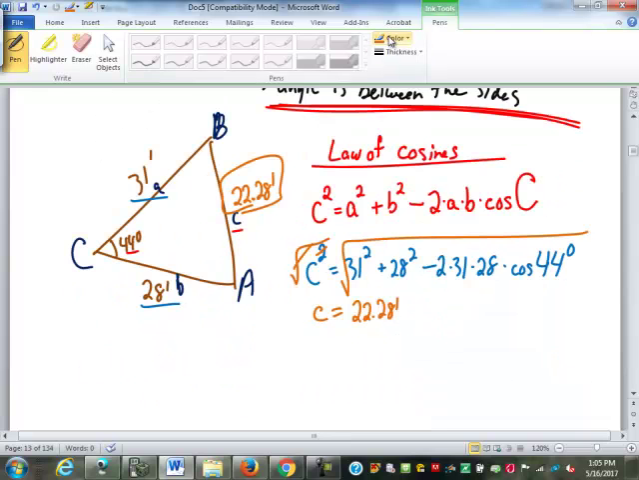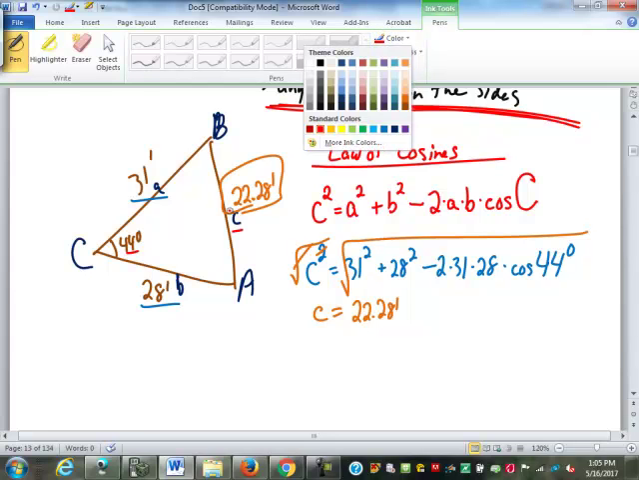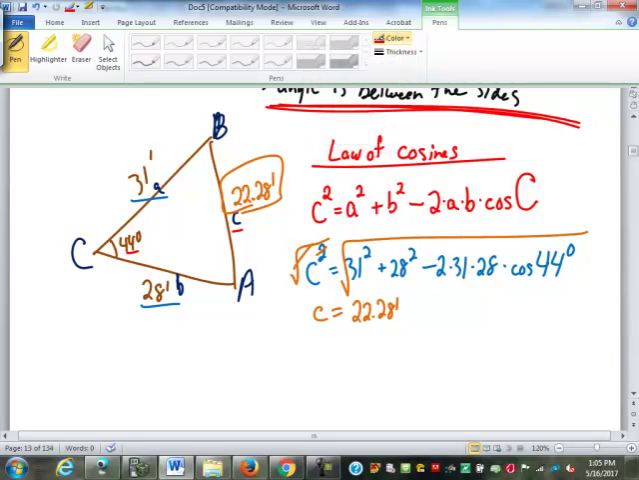Now the nice thing about this is once I have applied the law of cosines once, now I have a side and its opposite angle. Got it to work? Good. So now we're back to the law of sines. 22.28 feet over the sine of 44 degrees equals, now here's the big question. Which side do I want to pick to use? And there is a right answer. Always use the shorter side.